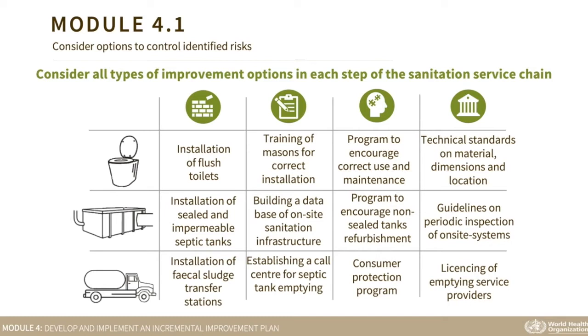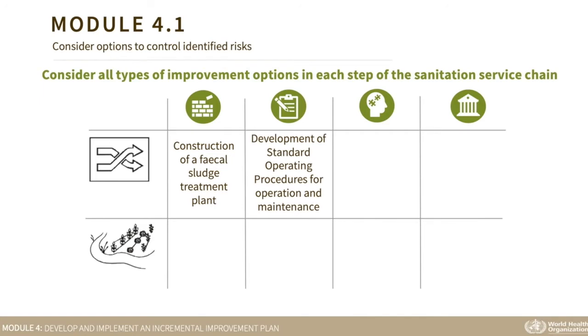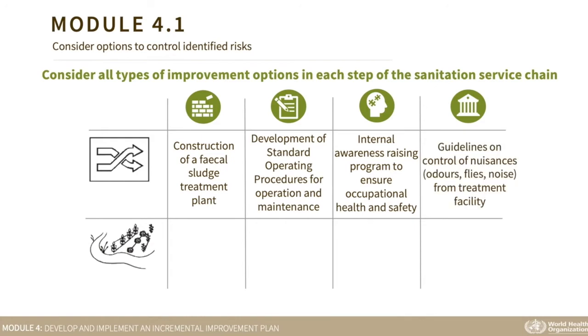Likewise, while developing improvement options for treatment, we might consider the construction of a fecal sludge treatment plant with standard operating procedures for operation and maintenance. To keep workers safe, an internal awareness raising program could be implemented, as well as the publishing of guidelines on control of nuisance from the treatment facility.